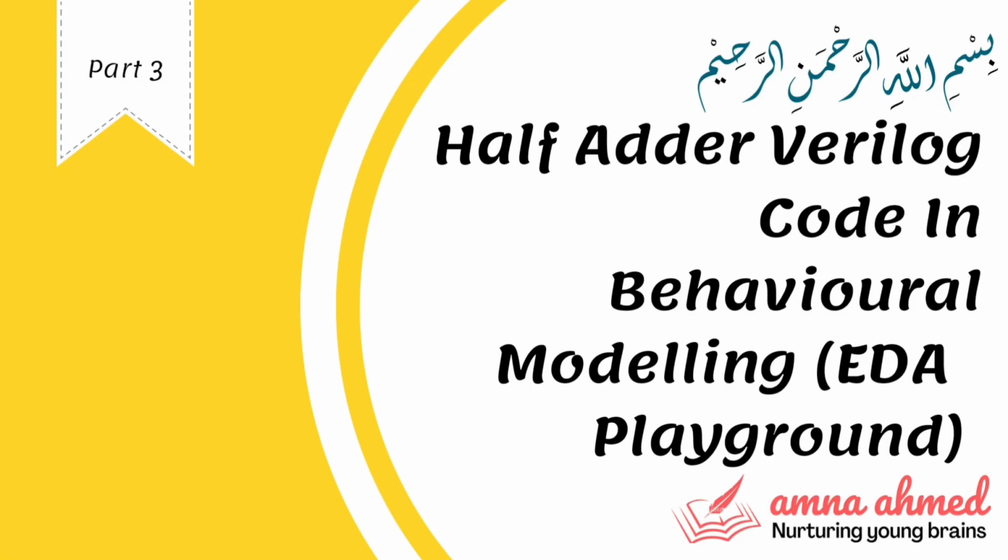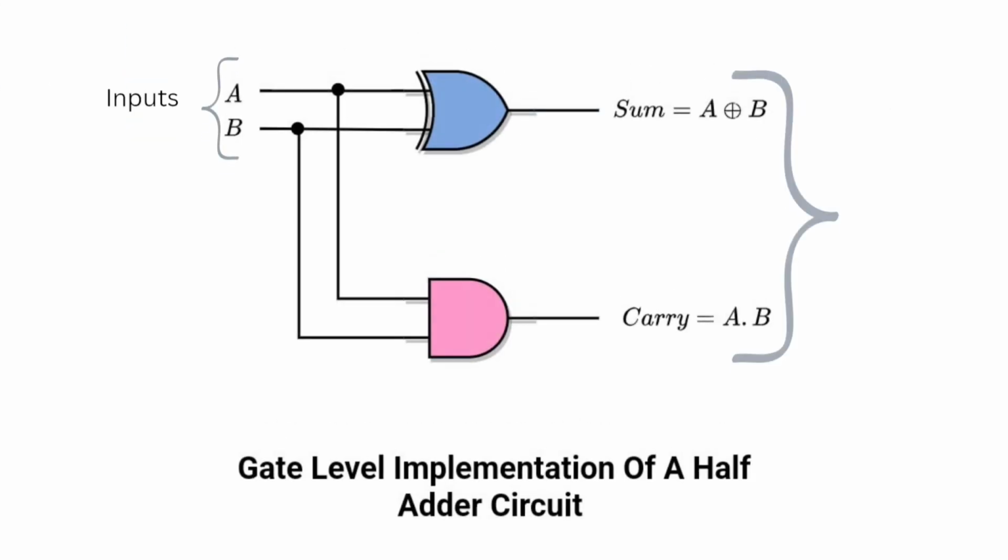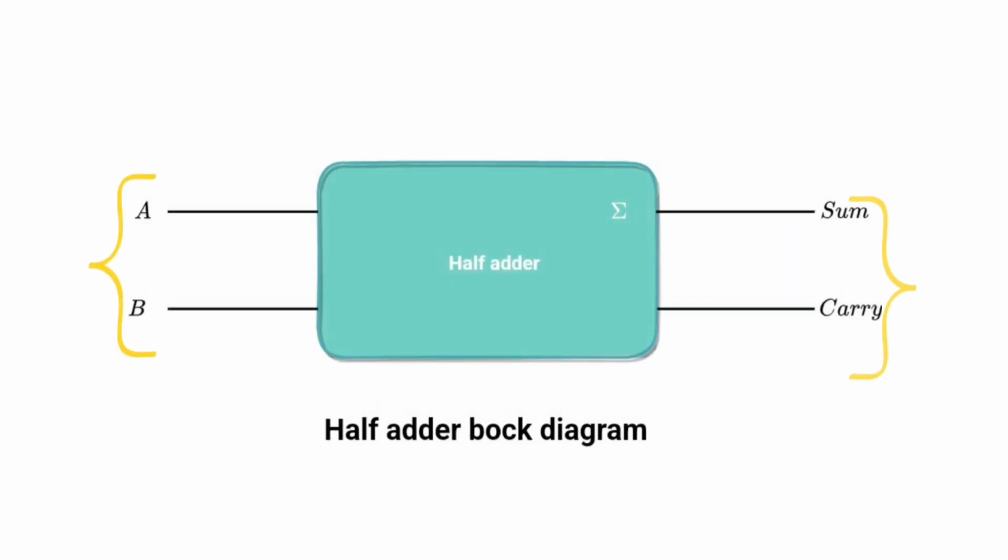Bismillahirrahmanirrahim. In this video, I am going to discuss behavioral modeling. I choose the simplest circuit. This is the half adder circuit, and its gate level diagram is shown, and this is its block diagram. Inputs and outputs are shown.